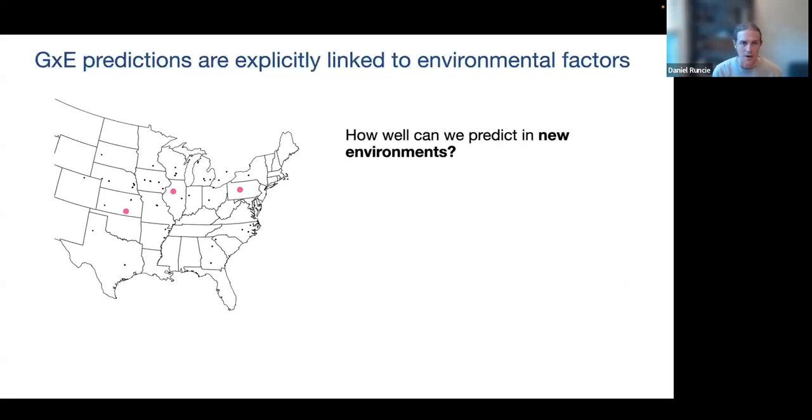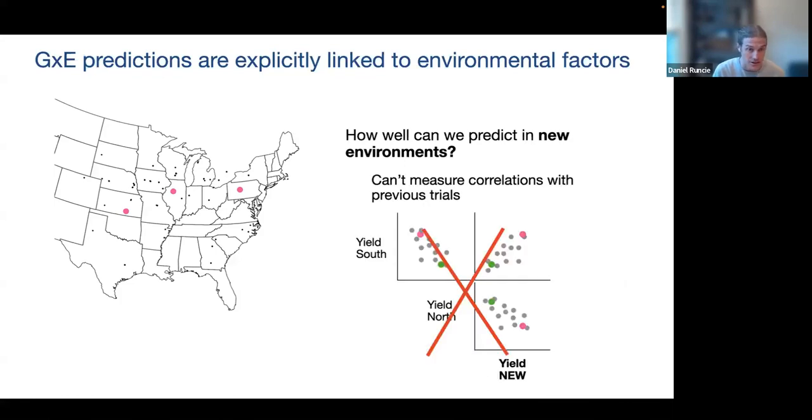So how can we actually make predictions into these new environments? Well, fundamentally, the way that MegaLMM is built, because it's built on a correlated traits model, we can't use MegaLMM to make predictions into locations where we don't have any data yet, because we don't have any basis to learn these correlations.